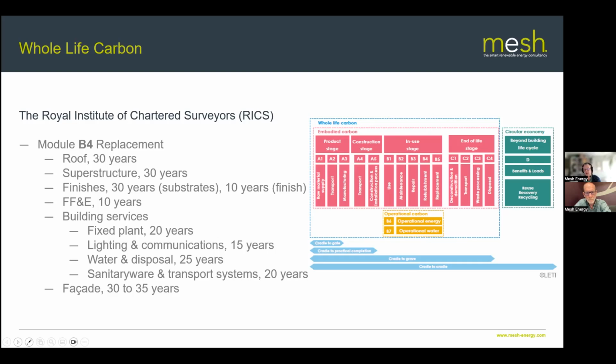If it's something like a fan coil unit for tempering air in a space, then that might be every 15 years. And that's the same as lighting and communications infrastructure. But sanitary ware and transport and water disposal systems, they're a bit more hardy, so they don't need to be replaced so often. And then when we're looking at the facade, we're anticipating significant replacement of elements of the facade, depending on what's specified for resilience and durability, but that could be every 30 to 35 years.